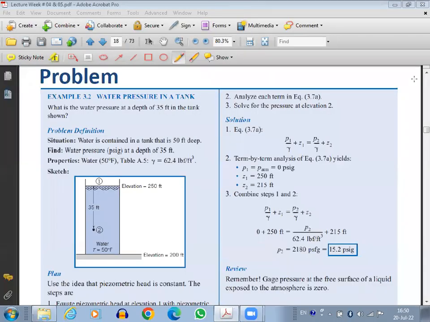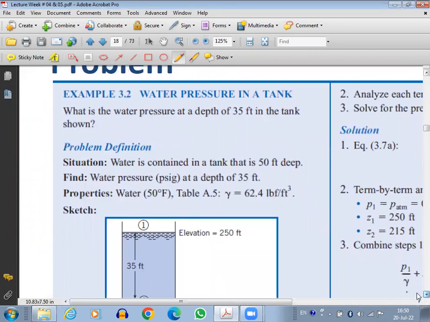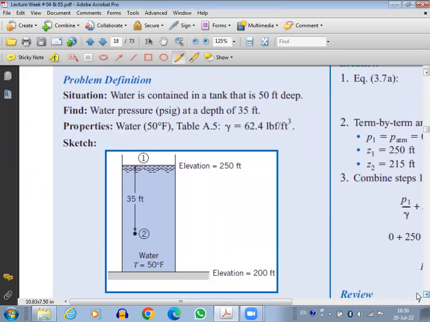Okay, let's see this numerical, water pressure in a tank. What is the water pressure at a depth of 35 feet in the tank shown? Okay, so we have this tank. This is a water tank. The bottom elevation of the tank is at 200 feet from the ground. The top elevation of the tank is 250 feet from the ground.